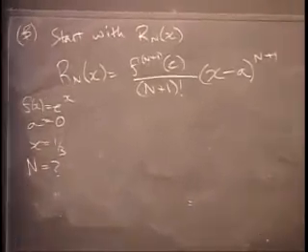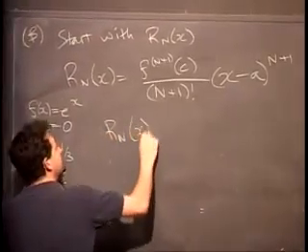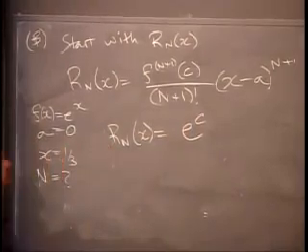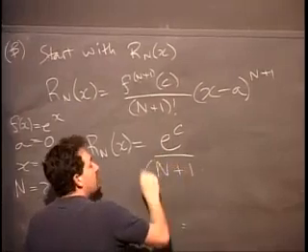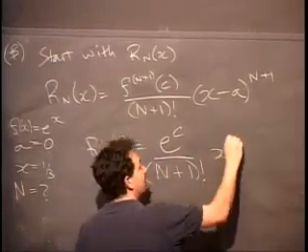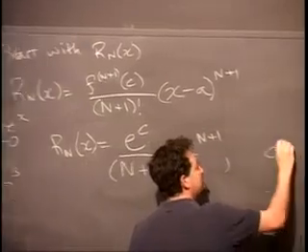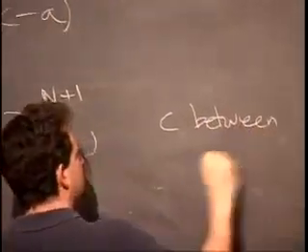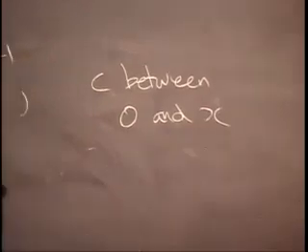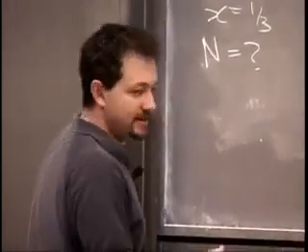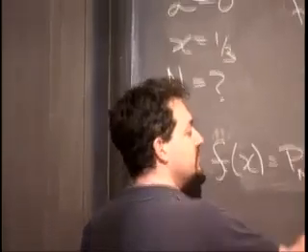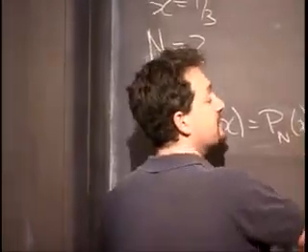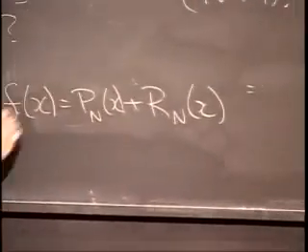So let's specialize this. In general, we have Rn of x is e to the c, because all the derivatives are e to the x. Evaluated at c, you get e to the c, over n plus 1 factorial, x to the n plus 1, again, c between 0 and x. Same as what we wrote before, but I don't know what n is. Now, let's just remind ourselves what we're doing here. We are writing f of x is Pn of x, which is the Taylor polynomial, plus Rn of x, which is this error term. And f of x is just e to the x.